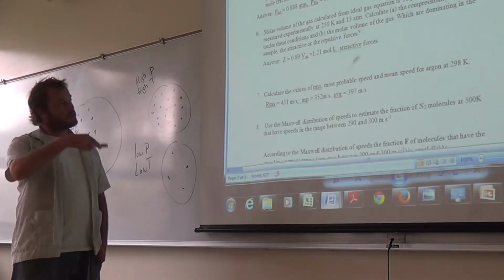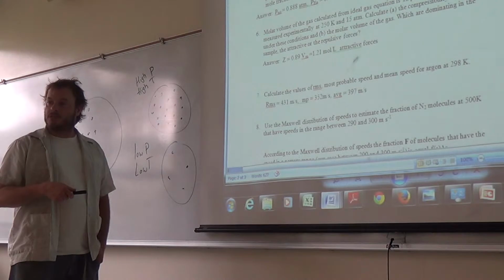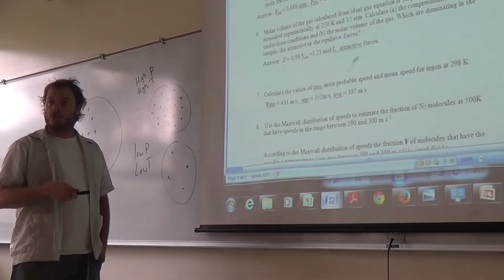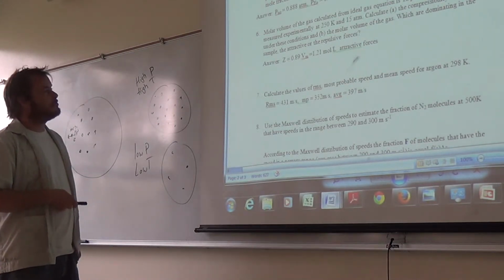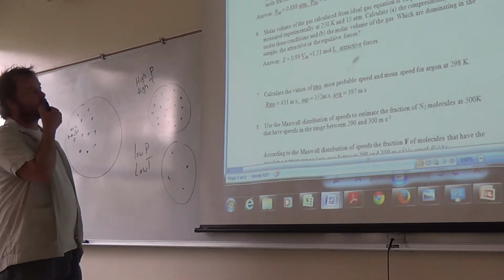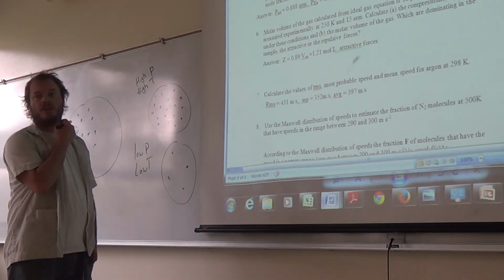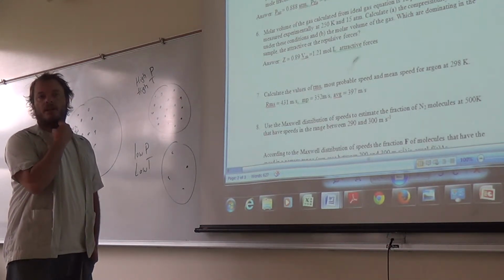So number 6 gets you back into the compressibility factor thing that we talked about. So it's the ratio of the observed molar volume to the ideal molar volume. It tells you that the ideal volume is 12% larger. If the ideal volume is 12% larger, are we looking at a compression factor that's greater or less than 1?